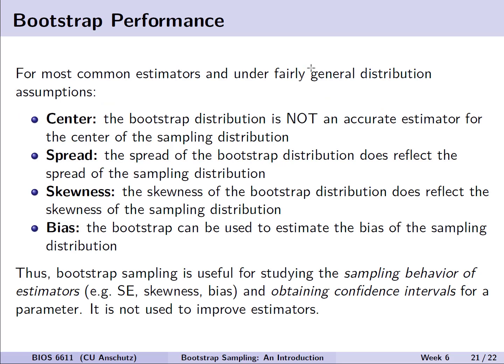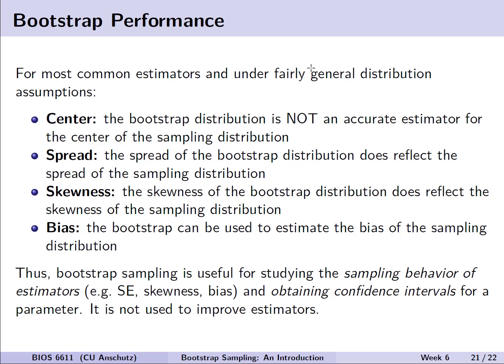So let's summarize some performance measures and things that we should keep in mind when looking at the Bootstrap and what we expect to see. So for most common estimators under some fairly general distributional assumptions, we can take away the following messages. First of all, what we saw in the previous slide with our histograms and our theoretical normal distribution curves, is the center. The Bootstrap distribution is not an accurate estimator for the center of the true sampling distribution. Again, in that case it was easy because we knew the truth. But in practice, we don't want to make an assumption about the underlying sample distribution and its corresponding theoretical properties. And so we should just note, in general, it's not going to be an accurate, precise estimator.